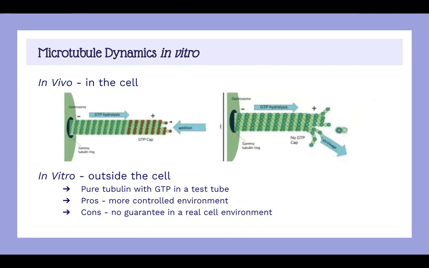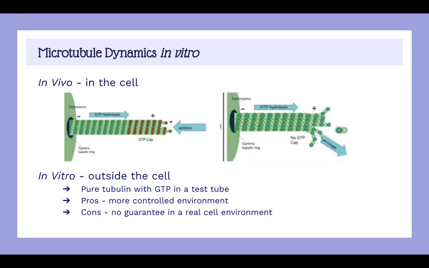All right, now we're going to talk about in vitro. In vitro means outside of the cell. So when we're working in a lab, we can just work in a tube. We can add tubulin and GTP, and this will give us polymerization, or we could also add tubulin that is bound to GDP, and this is going to give us depolymerization.